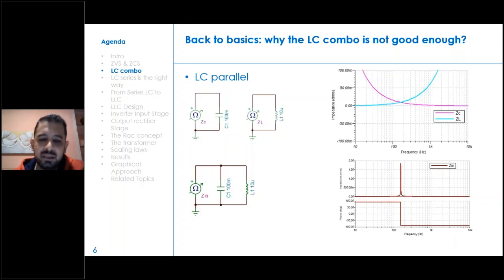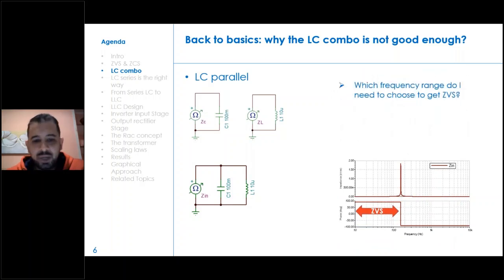But these currents are 180 degrees out of phase between each other, so they cancel out. This is the reason why, when you place these two components in parallel, the voltage source at the input does not see huge currents at the resonance. And this is the same reason why the parallel LC offers a very high input impedance at the resonance.